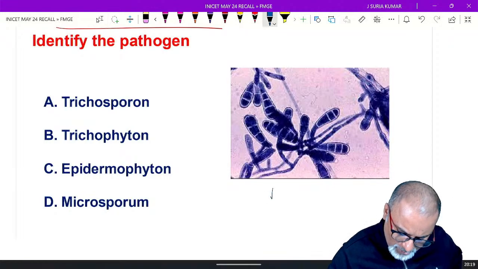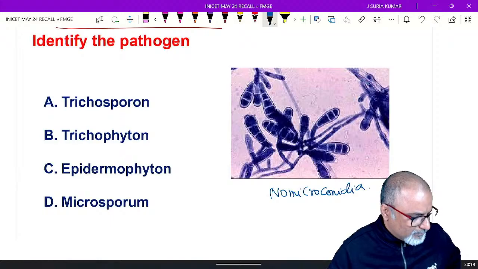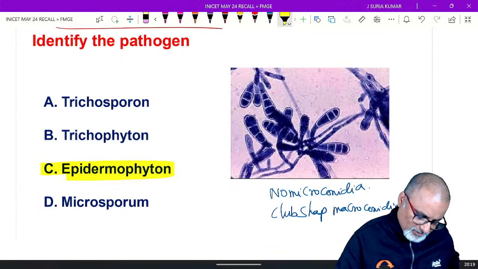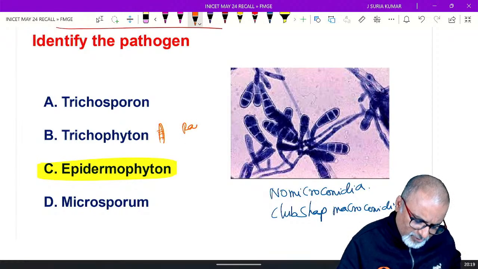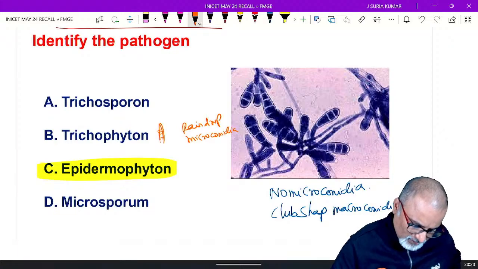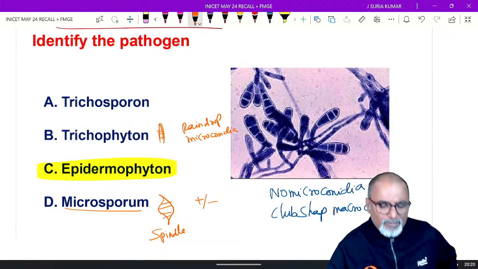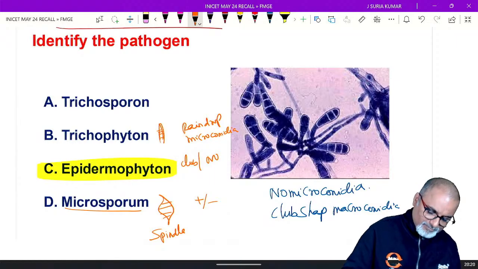So you can get no microconidia, and flask shaped, club shaped macroconidia. This is suggestive of Epidermophyton, because Trichophyton has pencil shaped macroconidia and a lot of raindrop microconidia. Whereas Microsporum has typical spindle shaped macroconidia, and microconidia may be present or absent. Epidermophyton has club shaped macroconidia and no microconidia. That's all.